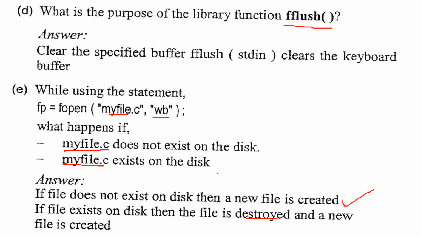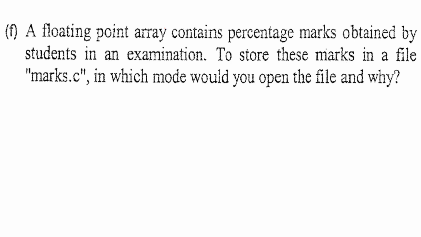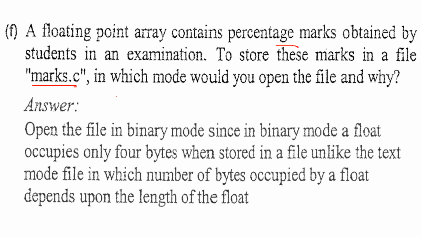A floating point array contains percentage marks obtained by student in the examination. To store these marks in a file marks.c, in which mode would you open the file and why? We will open the file in binary mode. Why? Because in binary mode, a float occupies only 4 bytes when stored in a file. But if we store it in a text mode file, the number of bytes which are occupied by a float depends on the length of the float.